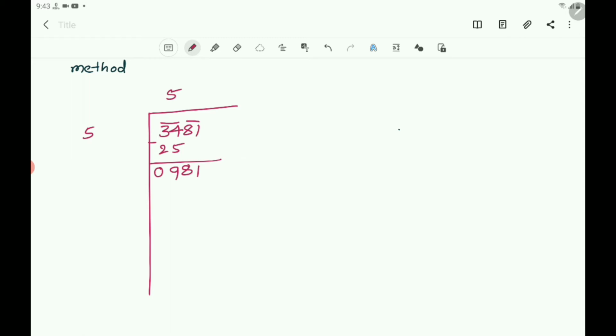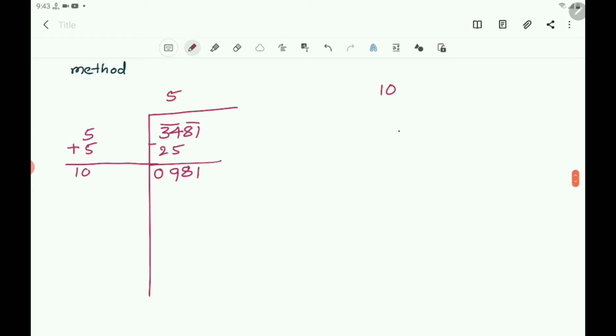Here it becomes 981. Here we have to double it. Add the same number. What you got here? 10. Next, here you must put some digit in front of 10 to get the number 981. How will you get that? You know that 1 is in the unit place. 1 is in the unit place means either you put 1 in front of 10 and multiply it by 1, or you put 9.